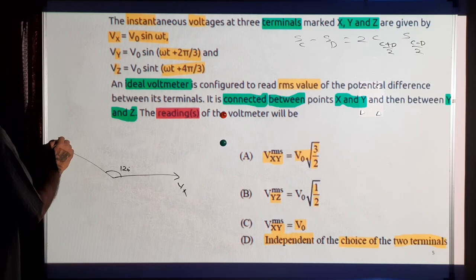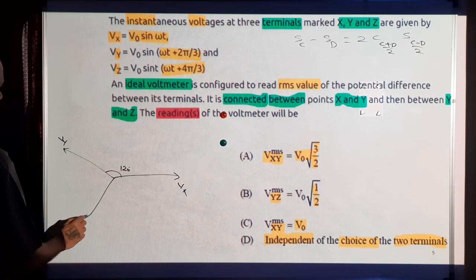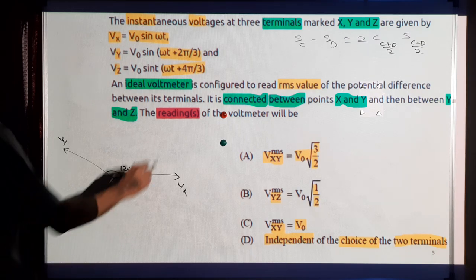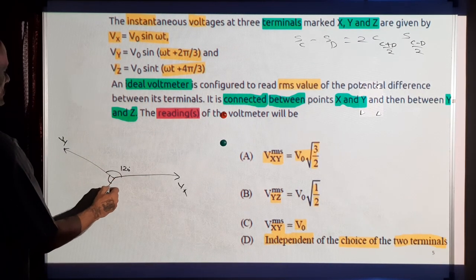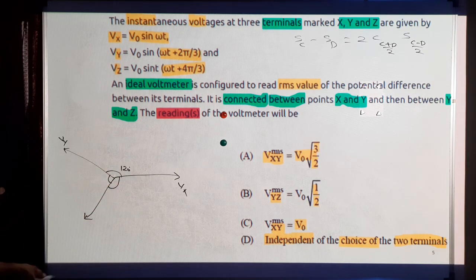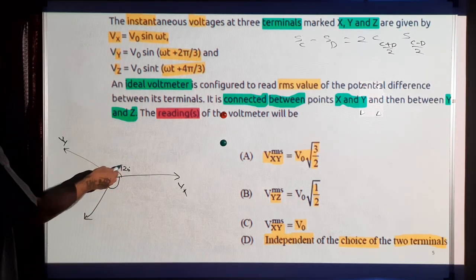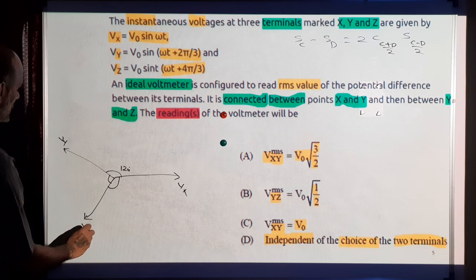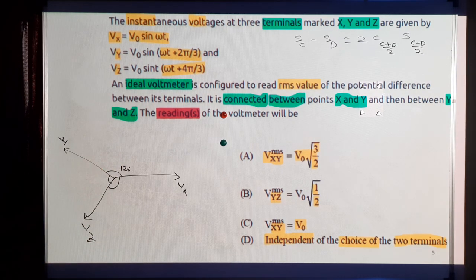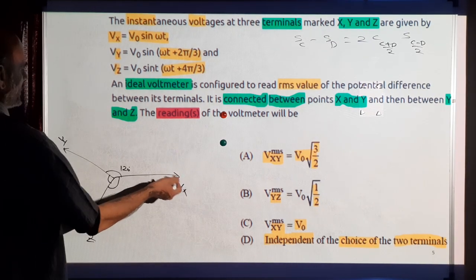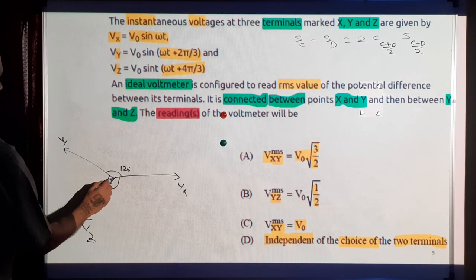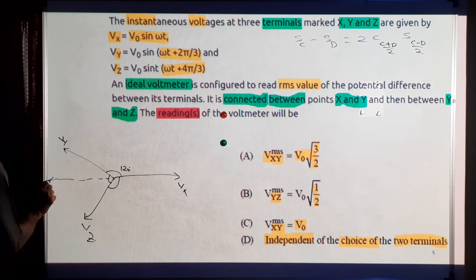So this is Vy. And Vz is 4 pi by 3, that is 240 degrees, and this should be again 120. This also is 120. So 360 degrees is split into 3 parts of 120, and each of Vx, Vy, and Vz are spread equally. So Vxy is Vy minus Vx. So I have to negate this Vx, so this is minus Vx.